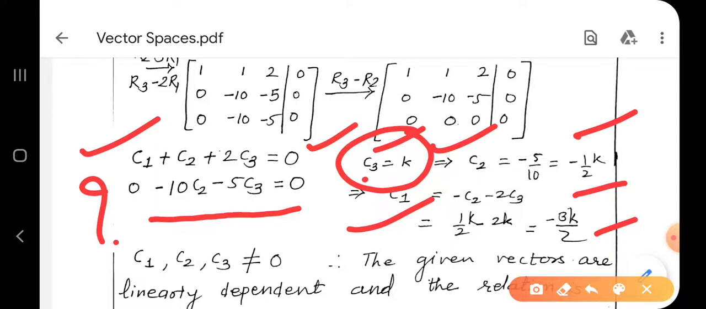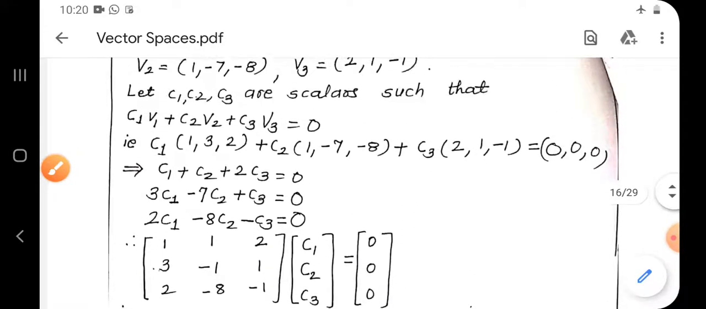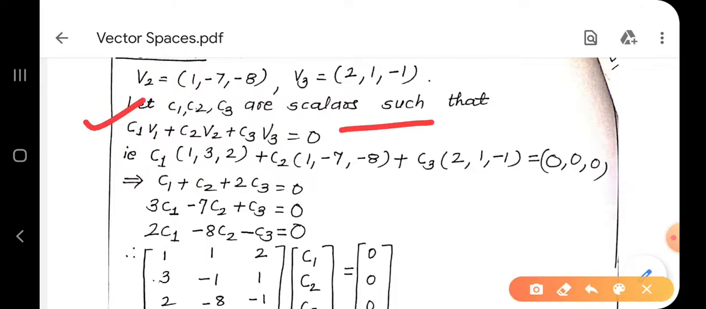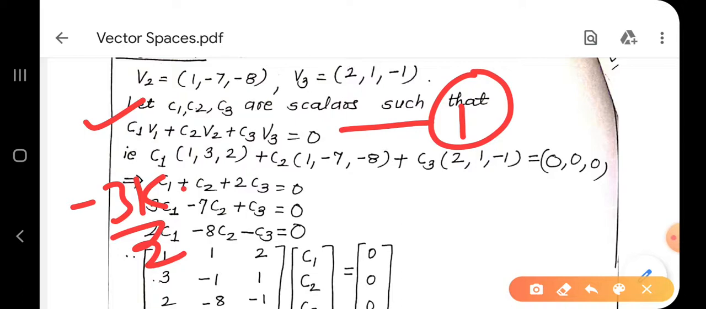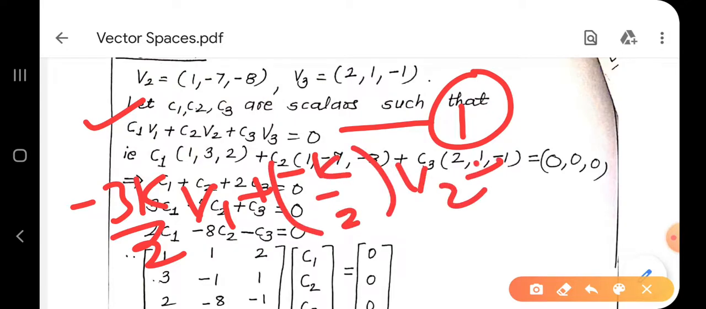Correct? And now the last step remains. What is our last step? Keep in your mind which are the values. Write down in your notebook. C3 is equal to K. C2 is equal to minus K by 2. C1 is equal to minus 3K by 2. Okay. Now come to our equation number 1. We have considered C1 V1 plus C2 V2 plus C3 V3. What is the value of C1? C1 is minus 3K by 2, V1, plus what is C2? Minus K by 2 V2, and plus K V3 is equal to 0.